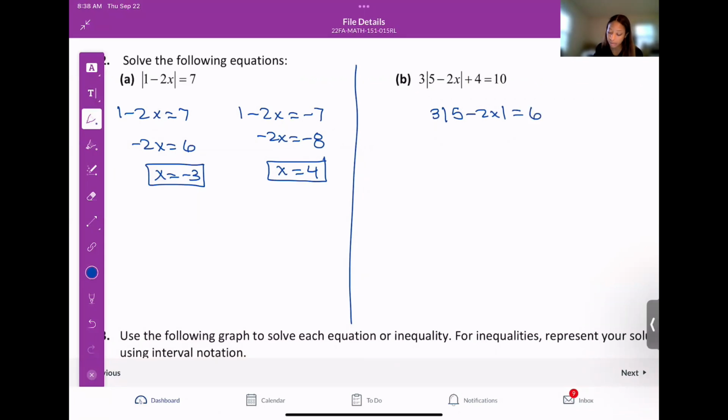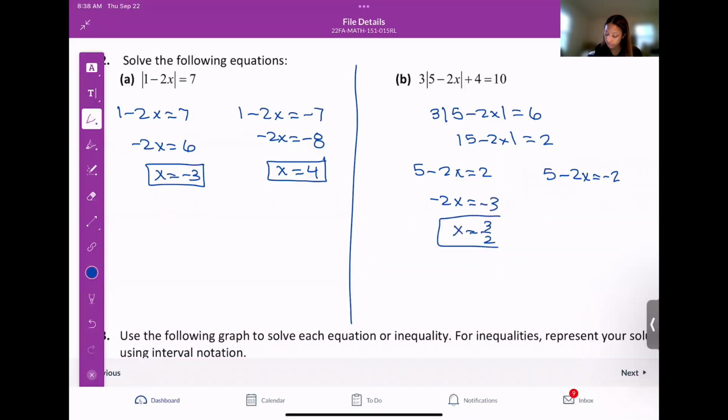And then if we divide both sides by 3, the absolute value of 5 minus 2x would be equal to 2. And then at this point, we can break this up into two equations. 5 minus 2x equals 2, and 5 minus 2x equals negative 2. That gives us negative 2x equals 2 minus 5, which is negative 3. So x would be equal to 3 over 2. And for the other one, negative 2x equals negative 7. So x is equal to 7 over 2. So 3 over 2 and 7 over 2 are our solutions.